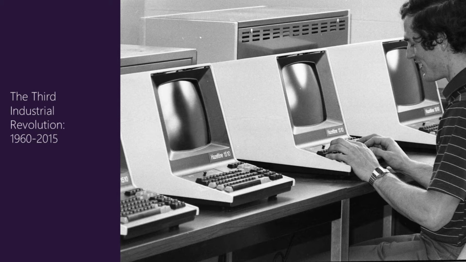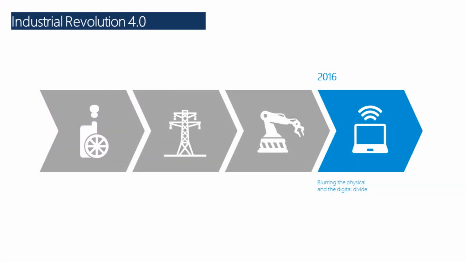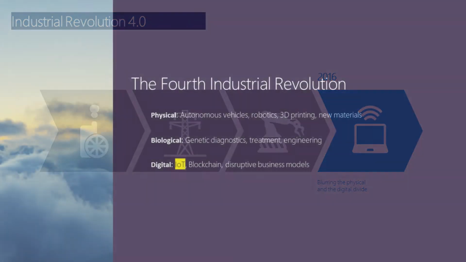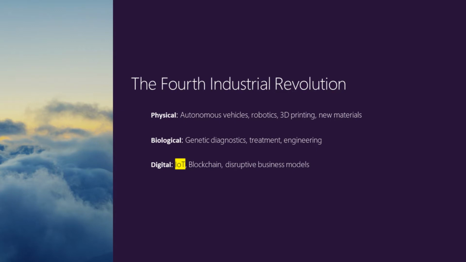So now, moving forward, Industrial Revolution 4.0. This is where we are right now, where you could actually see that with 2016 coming in, then 2017 right now, how the world is changing is like the world is now being blurred between the physical and digital divide. The fourth industrial revolution, in terms of physical, is more about autonomous vehicles, robotics, 3D printing, new materials. In terms of biological, it's more about genetics and diagnosis, treatment, engineering. In terms of digital, it's more about IoT, and this is where the focus is right now.